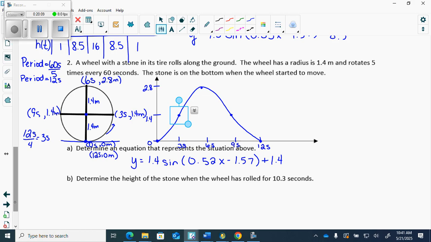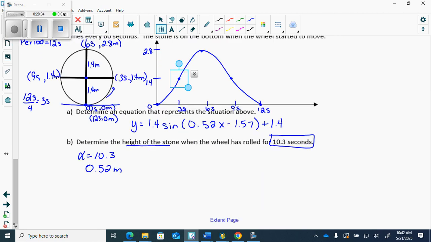So I press graph and, oh, weird, I can see 2 full revolutions because I made it that way. Okay, so it wants the height of the stone at 10.3 seconds. Did they give me X or Y? X. If it errors, it's because your window isn't big enough most of the time. So I put 10.3 and I get 0.52 meters. And then I move on because it's a written response and that's what I do.